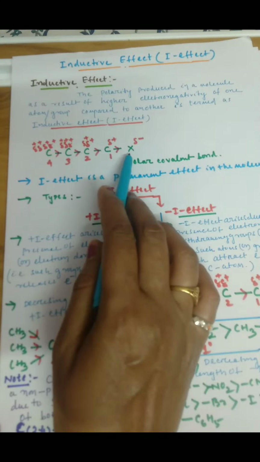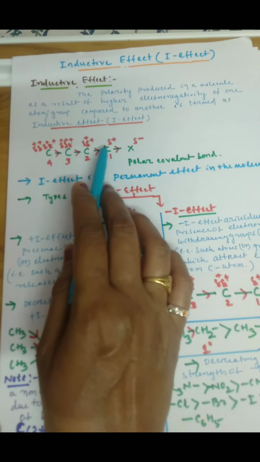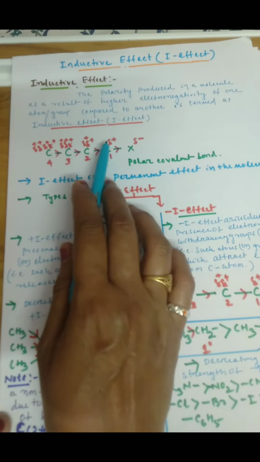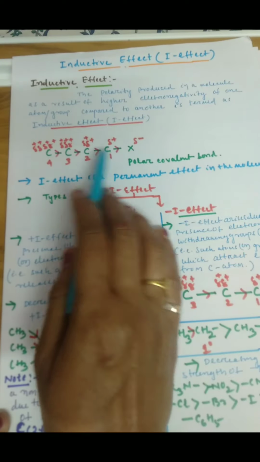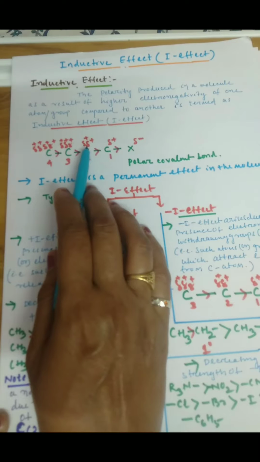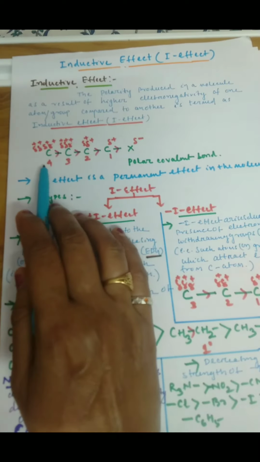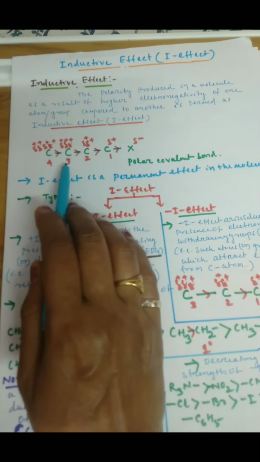When the distance between the halogen and the second carbon atom increases, the effect also decreases. See here, if the positive effect is more in the case of carbon 1, then when you move to carbon number 2, the distance increases, meaning the effect decreases, again at carbon number 3, and up to carbon number 4. After carbon number 3, it diminishes.